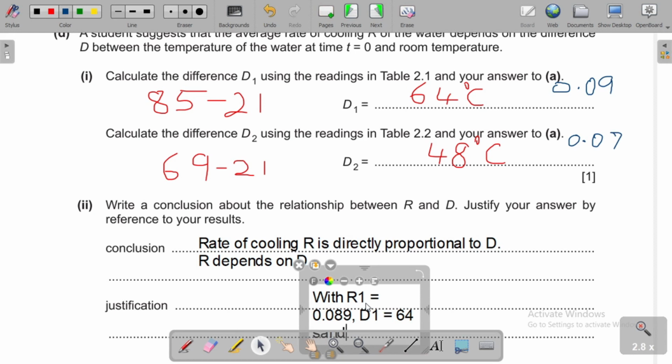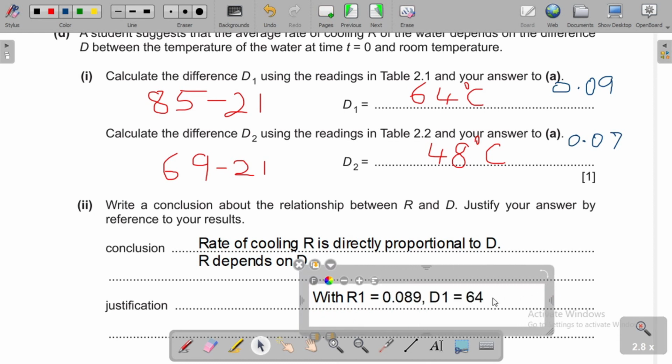Let me make it bigger. And with R2 equals 0.067, D2 equals 48.